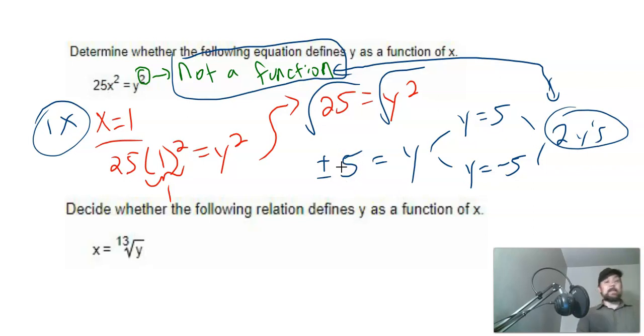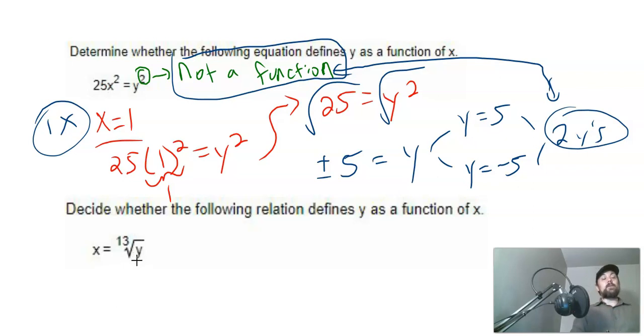So I don't need to test it again to see what happens when x is negative 1. I already have determined, because it's just one bad apple, right? Here I'm getting 1 x with 2 different y's. That's not a function, and all it takes is just one example of that to show the whole thing is not a function. What about this equation down here?